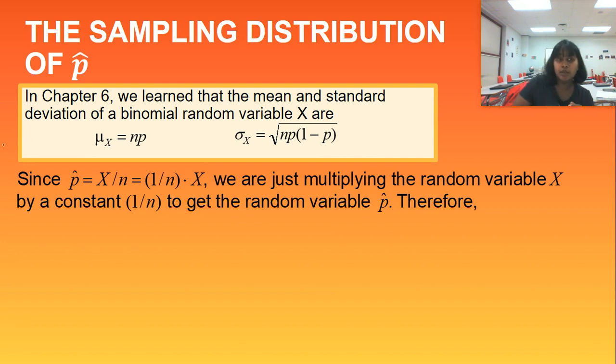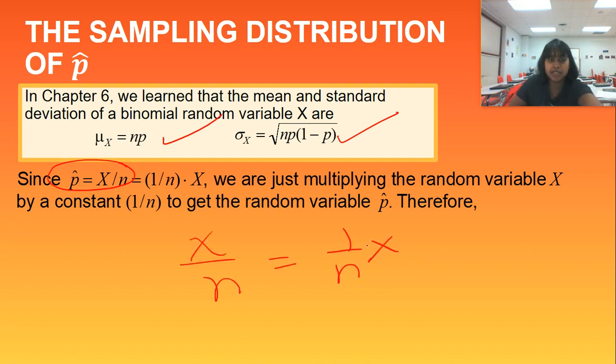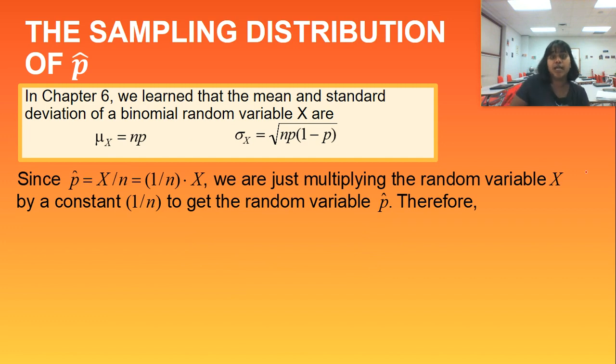Since we know this formula, and we know this formula, and I just told you that p hat can be written as x divided by n, or 1 over n times x. It's the same formula right here. X over n is equivalent to 1 over n times x. That's what they're saying. We're just multiplying your random variable by a constant.